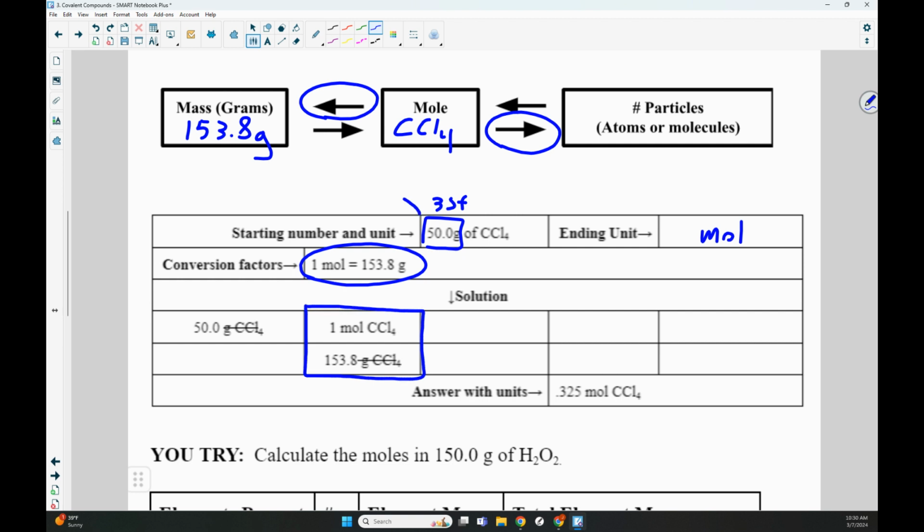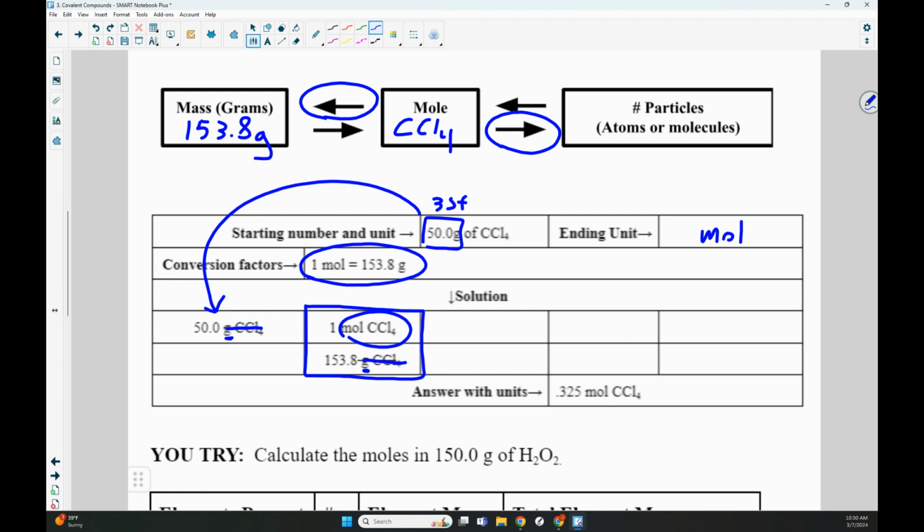As always, I put my starting number and unit here. I arrange my conversion factor so that the thing I'm trying to cancel is on the bottom. So note that I've got grams on the bottom here, and then I've got grams on top. And because grams appears on both top and bottom, I'm able to cancel them out, which is the whole objective. And that gives me an answer that is in moles of carbon tetrachloride, which is the result.